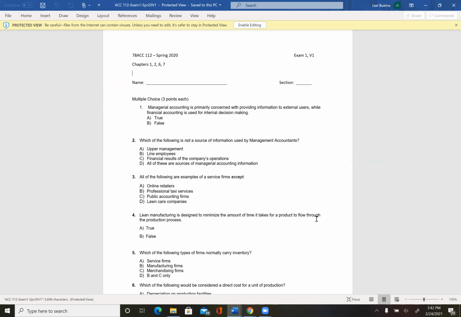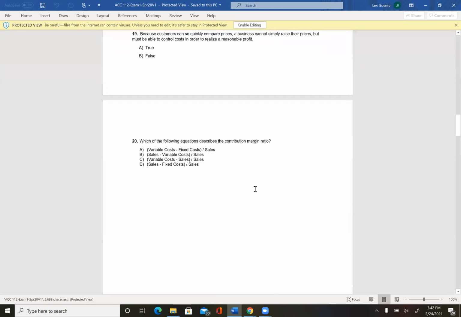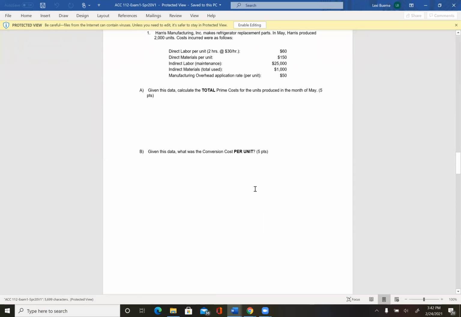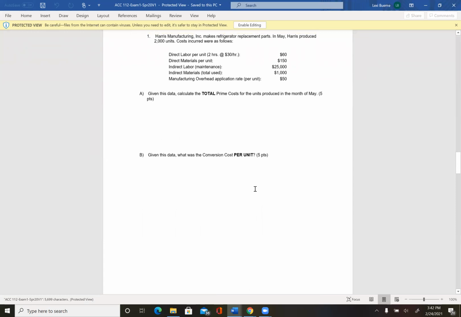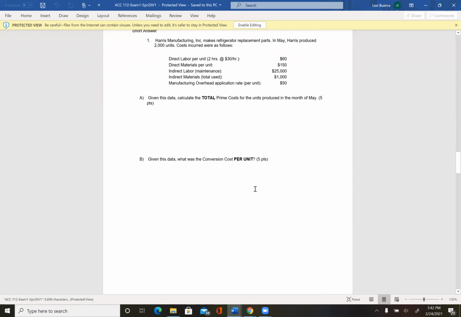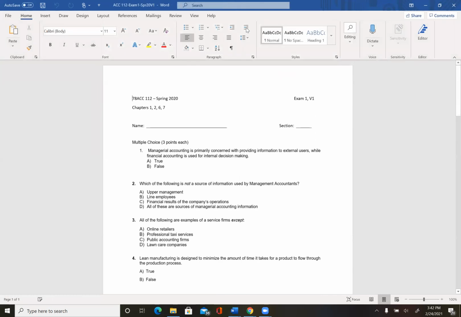And I'm going to start with the short answer again, because that is good to start with. So Harris Manufacturing makes refrigerator replacement parts. In May, Harris produced 2,000 units. The costs were incurred as follows. Given this data, calculate the total prime costs for the units produced in May. So this is just like what we did.